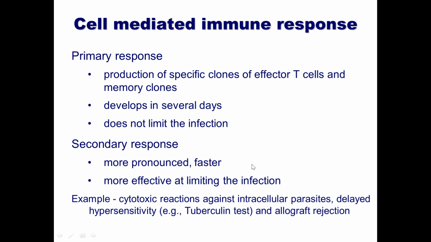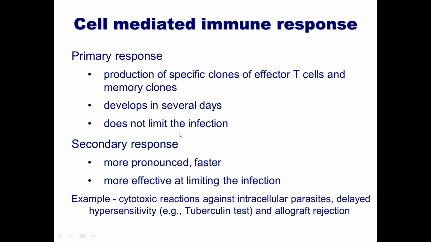Clear this? So the cell-mediated immune response, in the primary response, produces a specific clone of effector T cells and memory cells. The production of a specific clone of effector T cells develops in several days. This response, developed in several days, does not limit the infection.